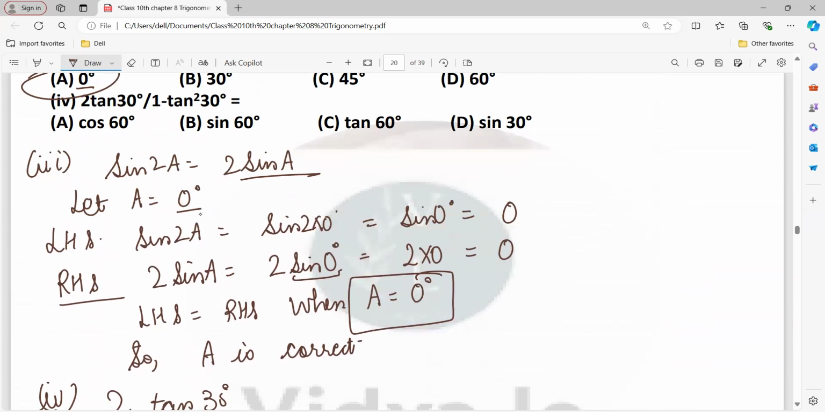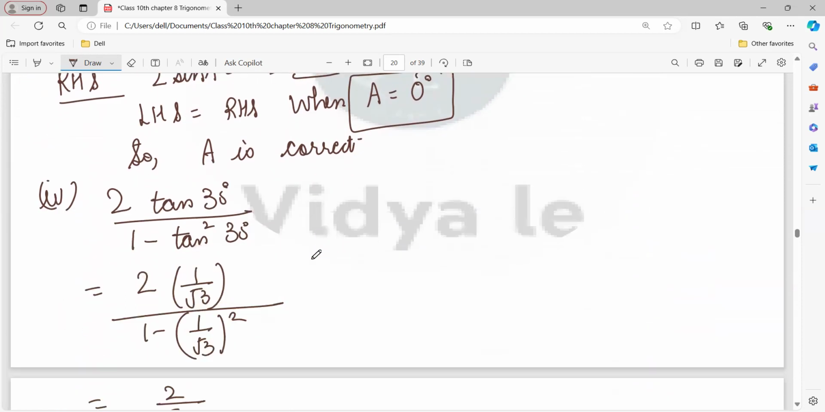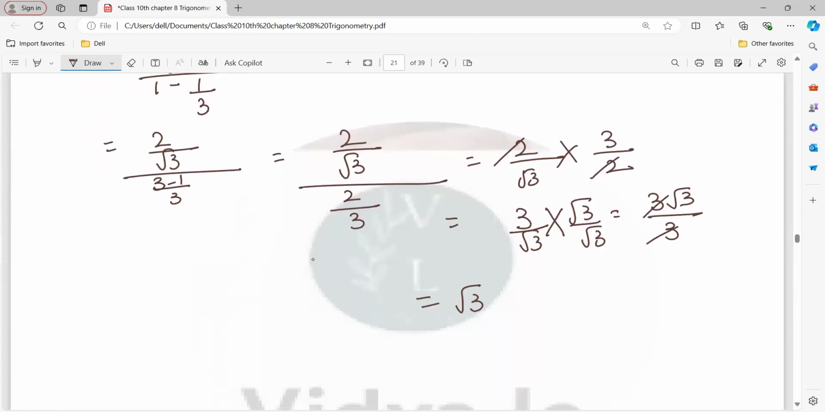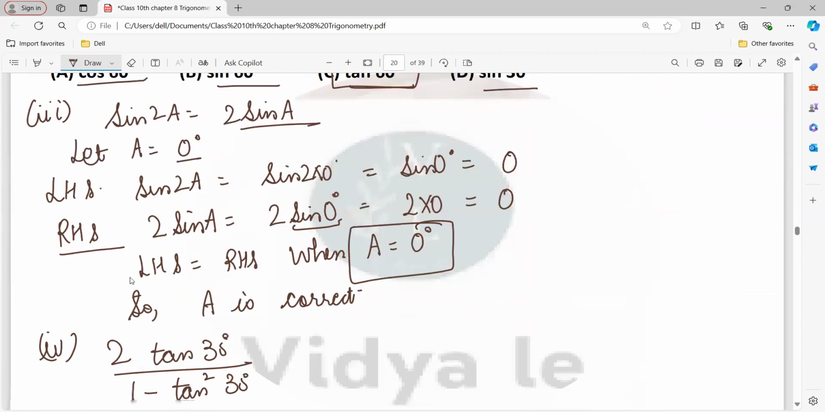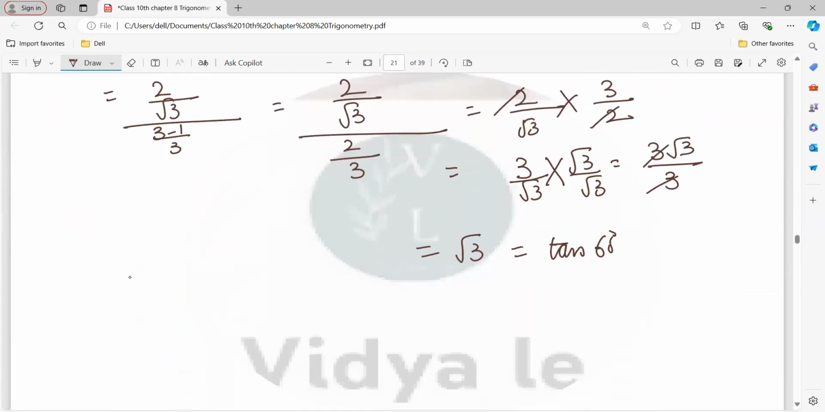Okay. Again, we have the cos 60, sin 60, tan 60 and sin 30. And we know that tan 60 is equal to root 3. We got the value as root 3, which is equal to tan 60 degrees, right? So that means which option is the correct one? Option C. So option C is correct. Okay.